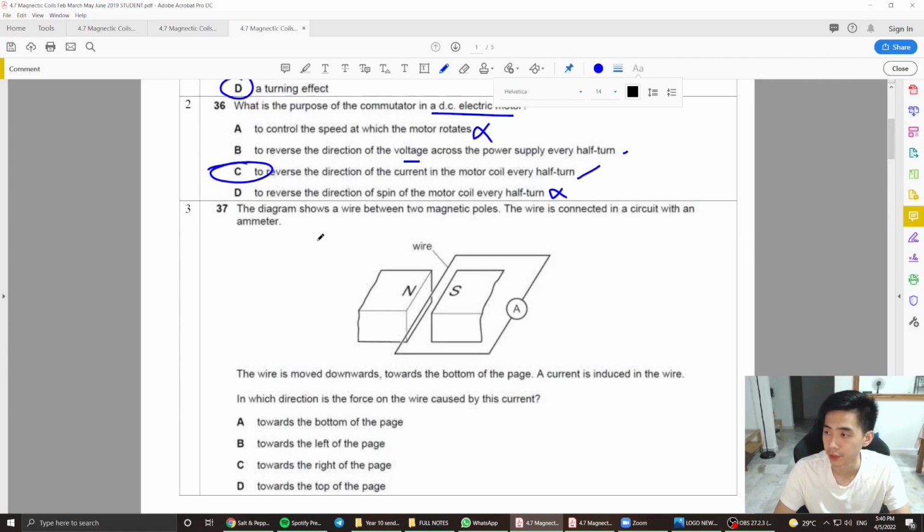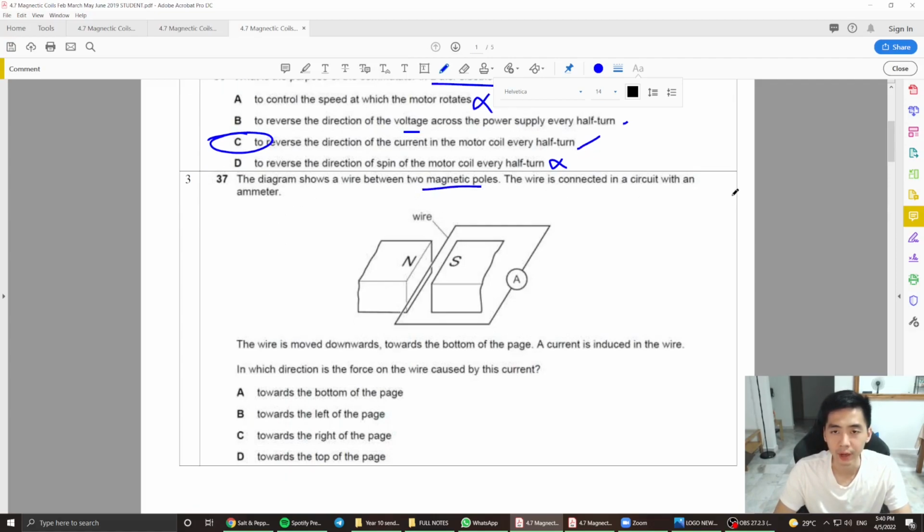Then moving on to the next part here. The diagram shows a wire between two magnetic poles. The wire is connected in a circuit with an ammeter. The wire is moved downwards towards the bottom of the page. A current is induced in this wire here. First and foremost, this part here, we have to find out where the current is induced.